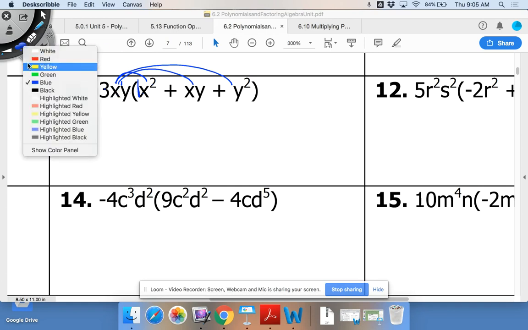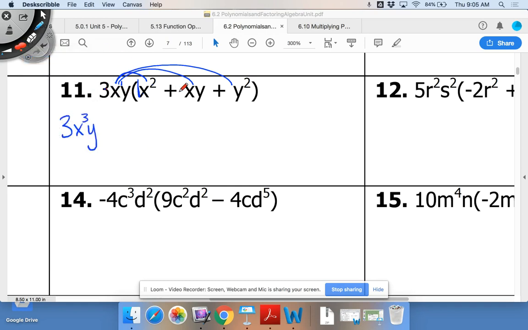Then I'm going to go to the second here. 3xy times positive 1xy. So 3 times 1 is positive 3. x and x would make x squared. y and y makes y squared. And then we're going to look at the last one, 3xy times positive 1y squared. So 3 times 1 is positive 3. x, and there's nothing over there, so it's just an x. And then y times y squared is y to the third.